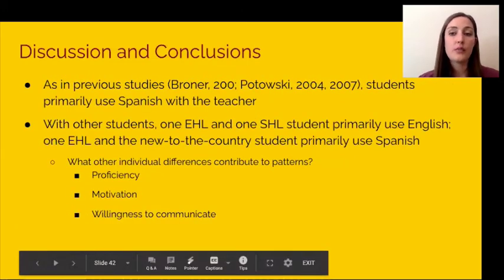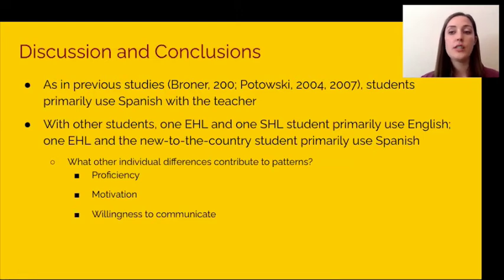In this study, as in previous studies, when talking to the teacher, the students primarily use Spanish. However, individual differences definitely play a role in students' language use because when talking with each other, one English home language student and one Spanish home language student, the Spanish home language student primarily used English, but the other English home language student and the new to the country student primarily used Spanish. So for Courtney and Marisol, who primarily used Spanish, proficiency in Courtney's case and language dominance in Marisol's case might have played a role in their use of Spanish over English.